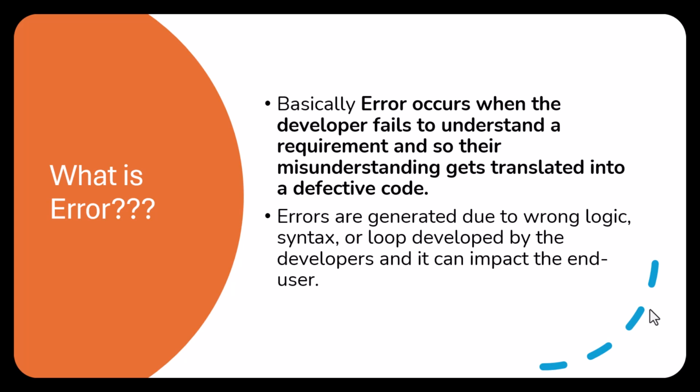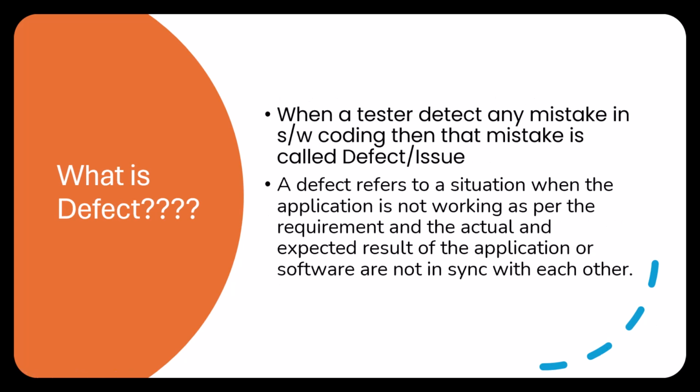Then we'll discuss the next topic, that is defect. Defect, error, bug, and failure are all the same, but the terminologies are different, and there is very little difference between them. When a tester detects any mistake or issue in the software code while testing in the test environment, that mistake is called a defect or issue.